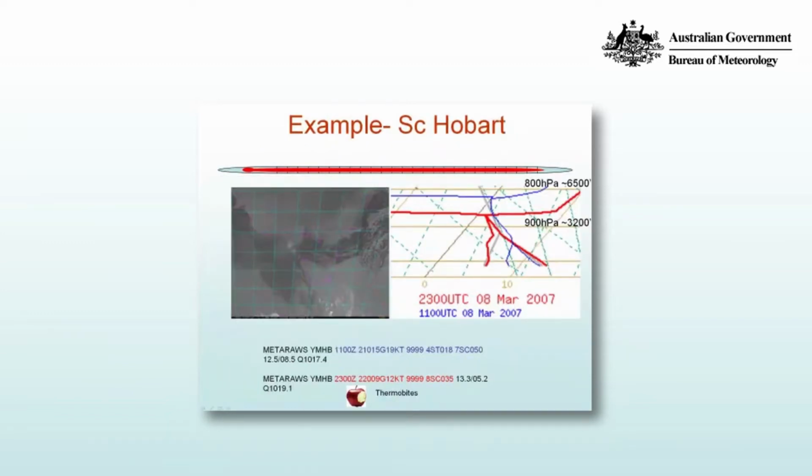Here's an example from Hobart, and on the left you can see an infrared satellite image, and most of Tasmania is covered in a light shade of grey, indicative of low cloud.